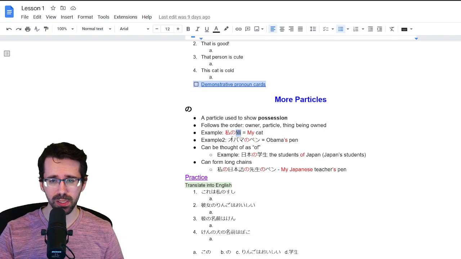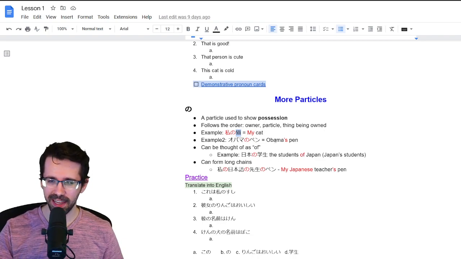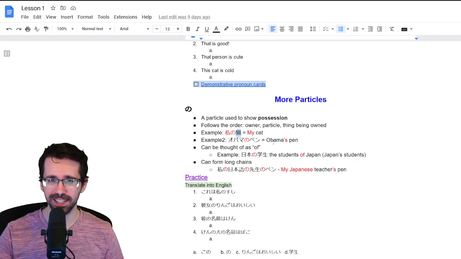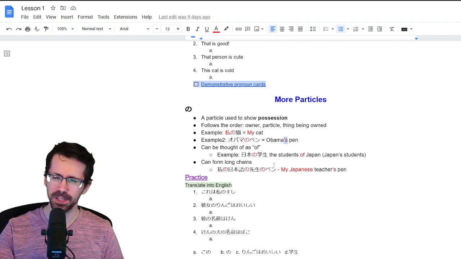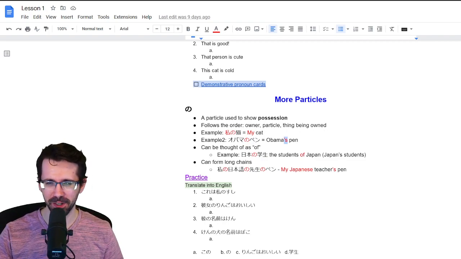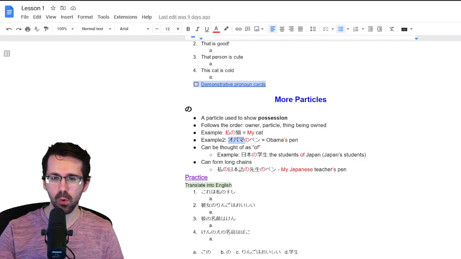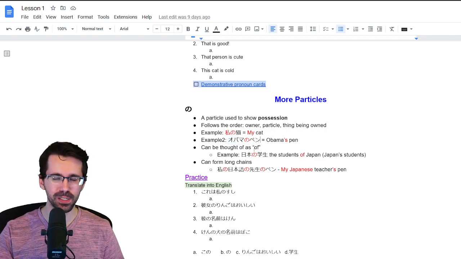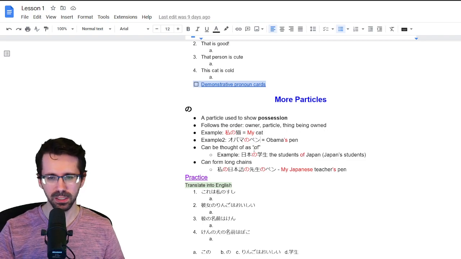This goes one step further and also works for names. In English, we do this very weird apostrophe S thing to make a name possessive. No idea why we do that in English. It's a little bit strange, but in Japanese, once again, very, very easy. We just throw the particle no after it. Obama no pen is Obama's pen. Nice and easy.